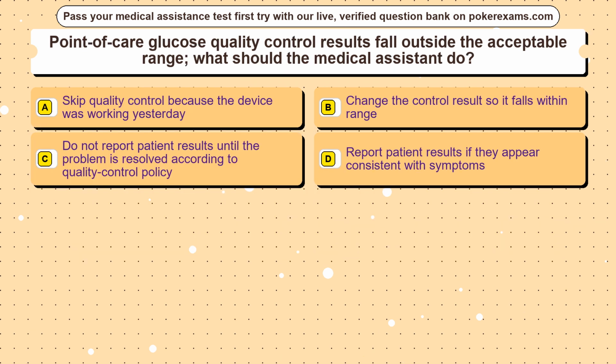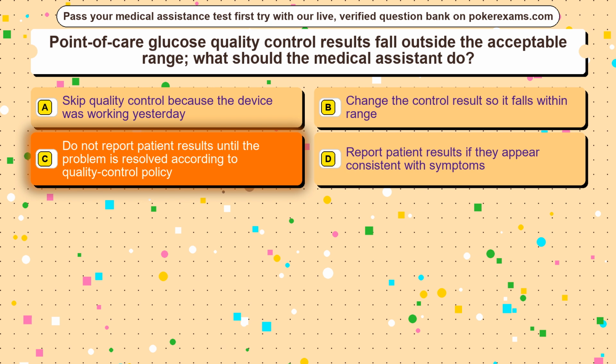Question 39. Point-of-care glucose quality control results fall outside the acceptable range. What should the medical assistant do? Option A, skip quality control because the device was working yesterday. Option B, change the control result so it falls within range. Option C, do not report patient results until the problem is resolved according to quality control policy. Option D, report patient results if they appear consistent with symptoms.